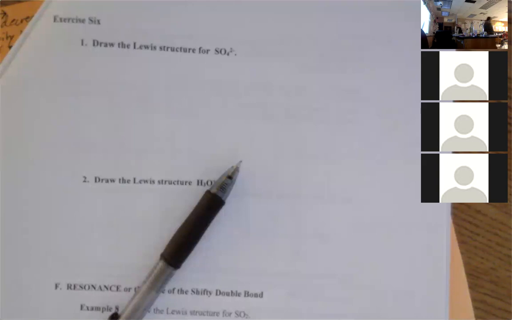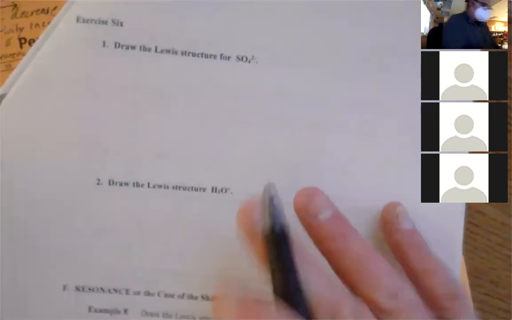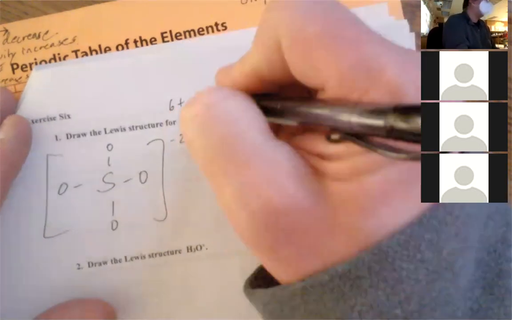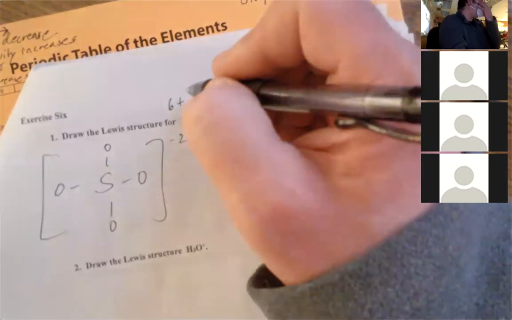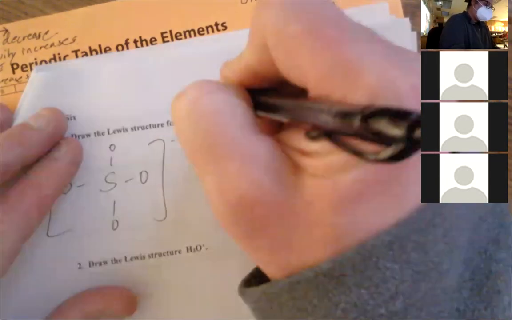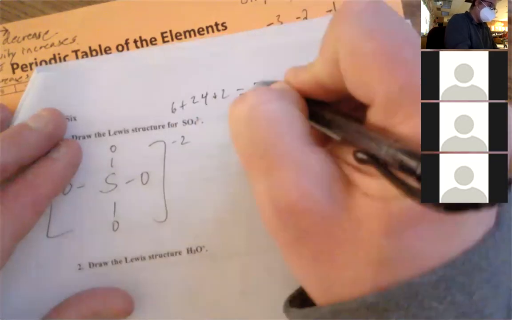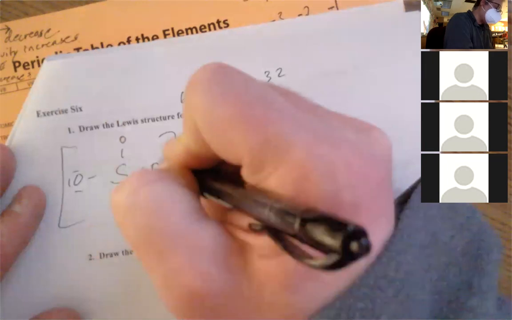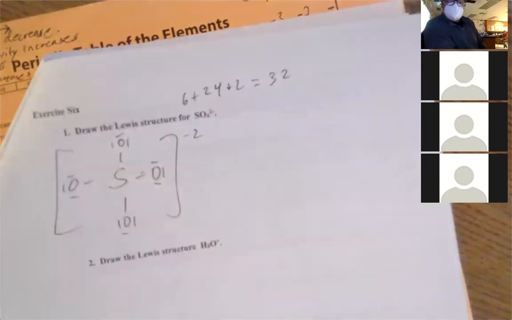Who's in the center? S. S is definitely in the center. O's for days. The fact that we have the -2 up here means we do what? Well, it says 2 negative, right? So we add them. What is 4 times 6? 24. So that total is 30 plus 2 is 32. Here we have 2, 4, 6, 8, 10, 12, 14, 16, 18, 20, 22, 24, 26, 28, 30, 32.